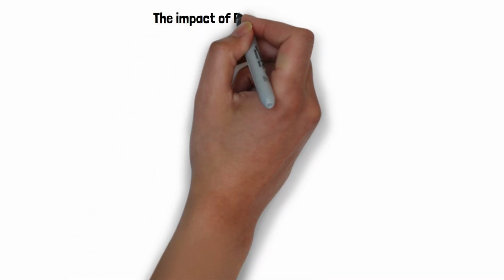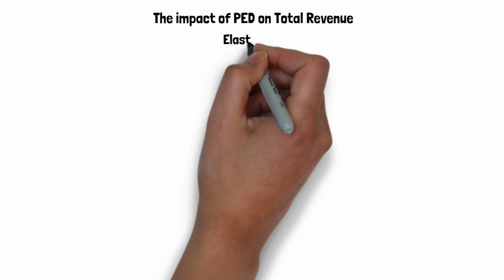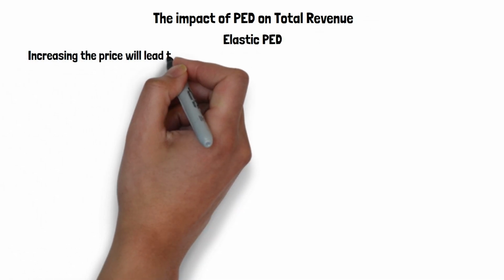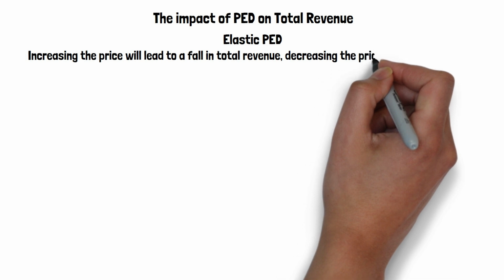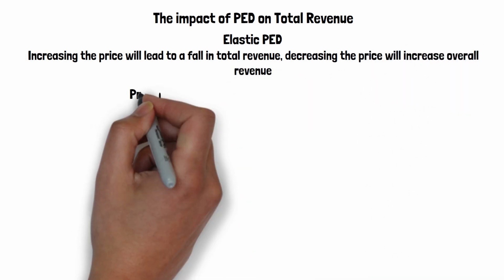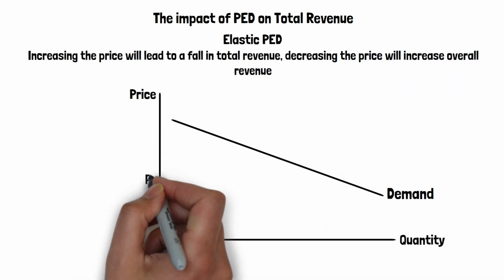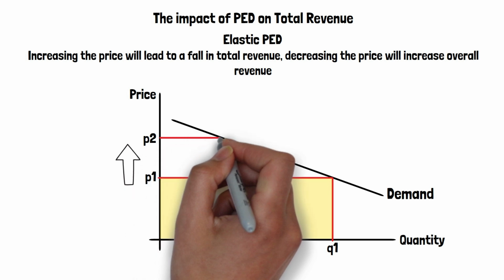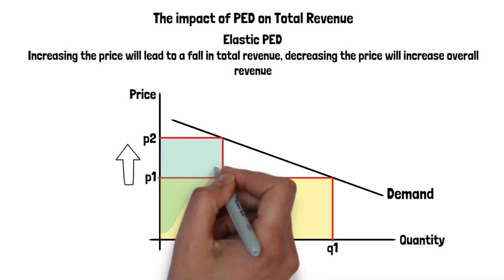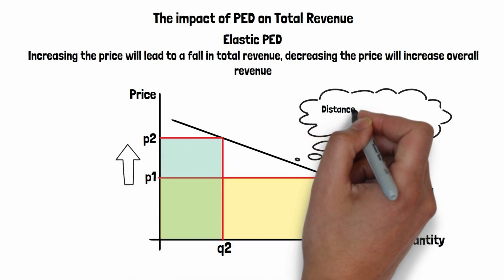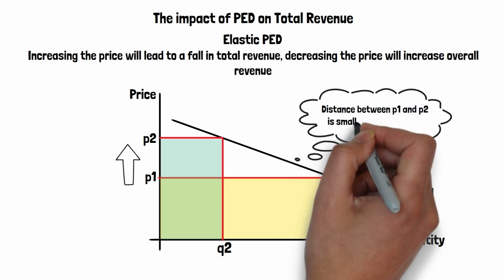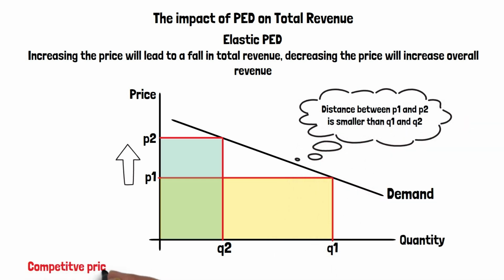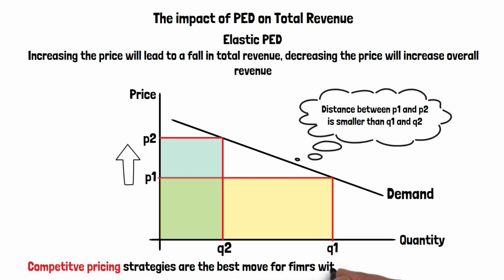Now, what is the impact of PED on total revenue? For elastic PED, increasing the price will lead to a fall in total revenue, and decreasing the price will increase overall revenue. An elastic demand curve appears as a line with a shallow gradient. As we can see, at P1, this yellow shaded area would be the total revenue. However, if the price were to increase to P2, this green shaded area is the new total revenue. And we can see that the distance between P1 and P2 is smaller than the distance between Q1 and Q2. Therefore, competitive pricing strategies are the best move for firms with elastic PED products.